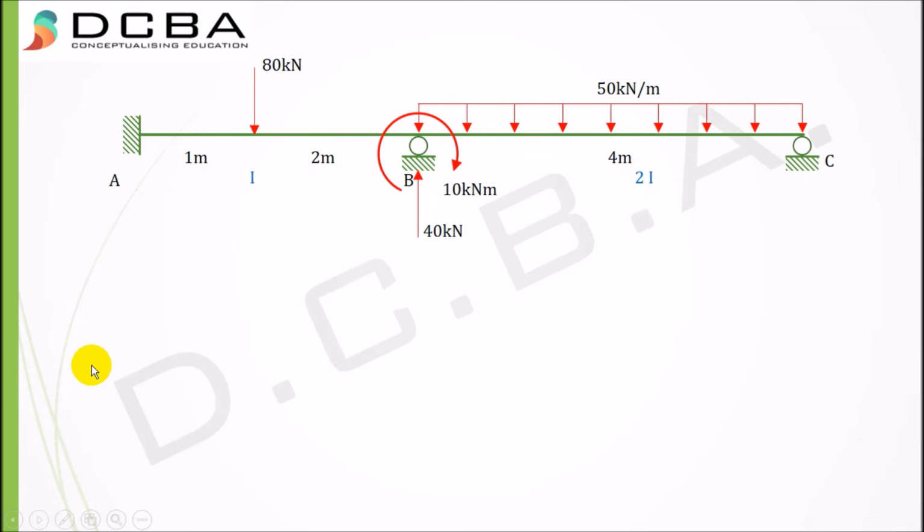Hello friends, welcome to DCBA, and in this lecture we are going to solve an indeterminate or continuous beam problem using the stiffness matrix method. As you can see here, this is a beam with different moments of inertia. That is, for span AB it is I, and for span BC it is 2I, and there are 2 point loads, one concentrated moment and one UDL. So let's get started.